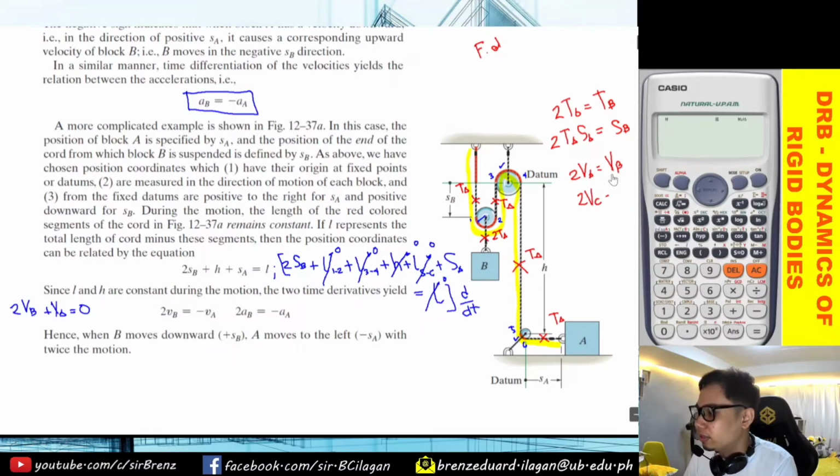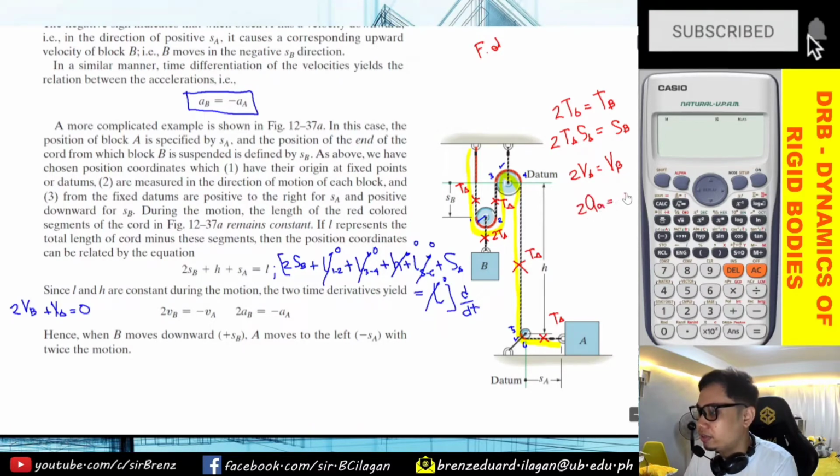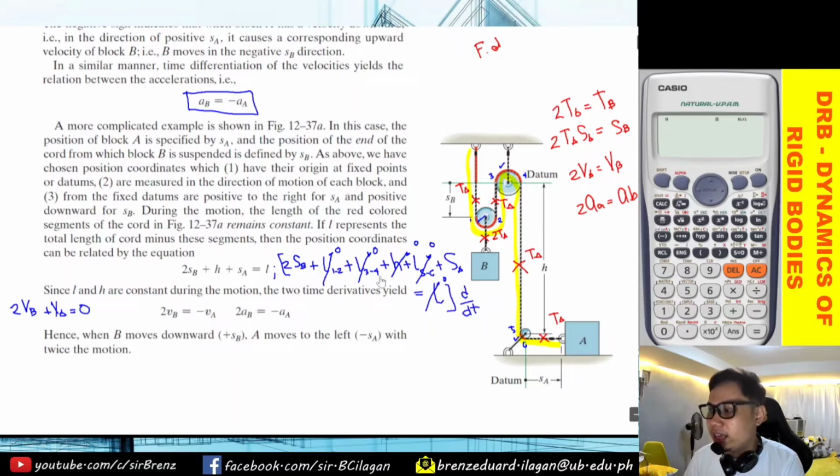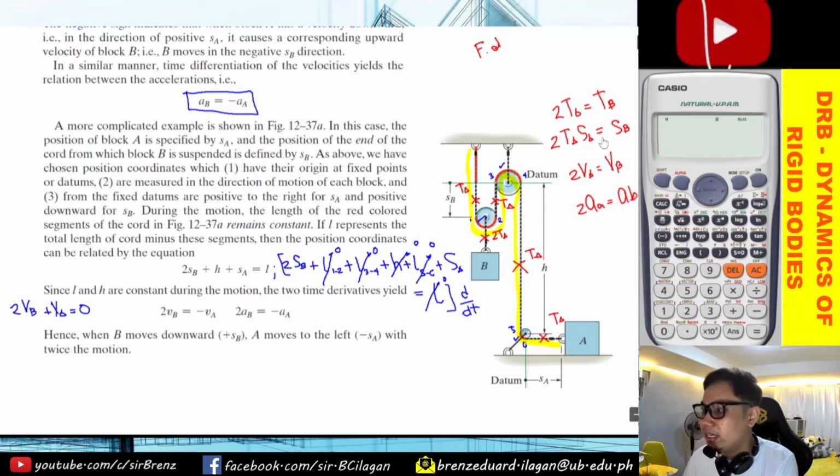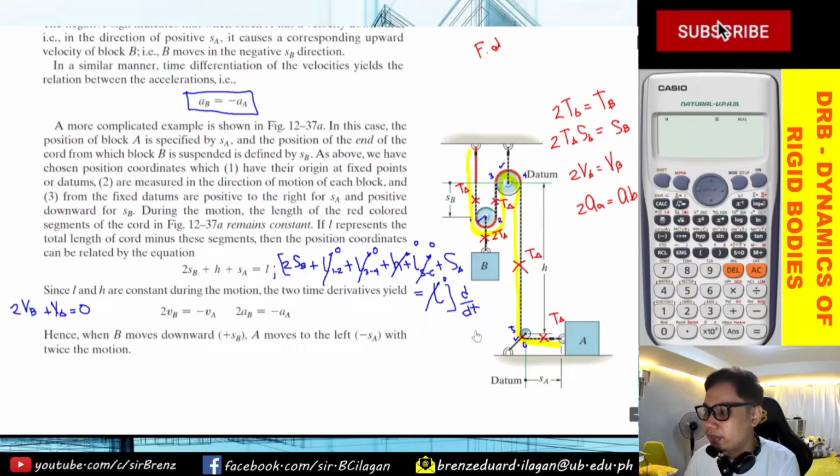Sorry. Acceleration na nga pala ito. So pag dinerivative mo ulit yung velocity, magiging acceleration ni A and acceleration ni B. Mamaya lang, ituturo ko sa inyo kung kailan ba naging negative and kailan ba nagiging positive siya. Ito kasi depende sa movement or sa galaw niya.